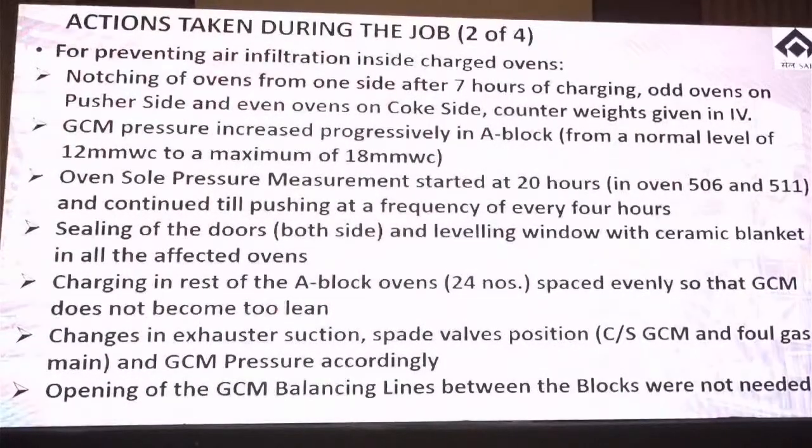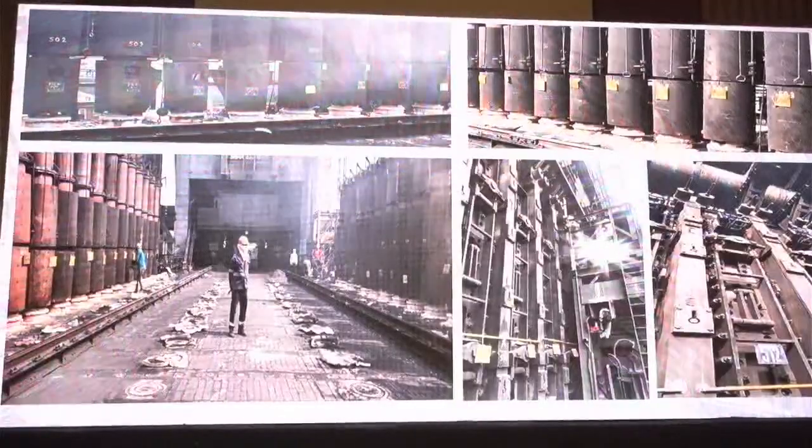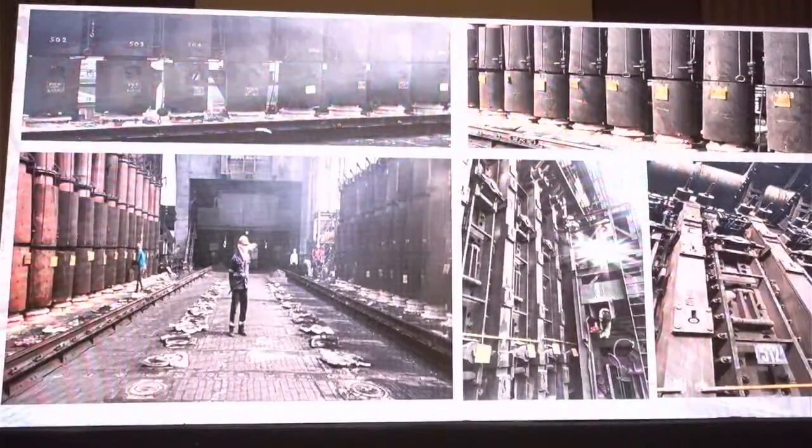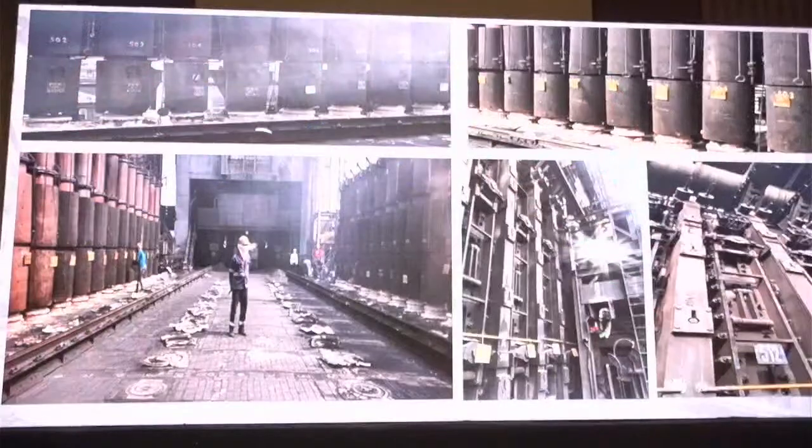8 ovens were charged per shift so that the GC main does not become too lean. Changes in exhauster sections, speed, valve position and GC main pressure were made accordingly. And opening of the balancing line was not needed in our case. You can see some of the pictures taken during the job.